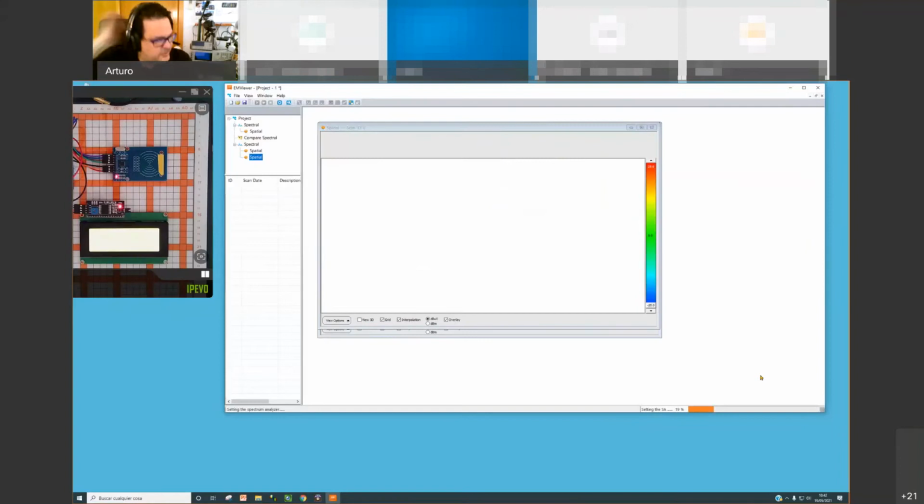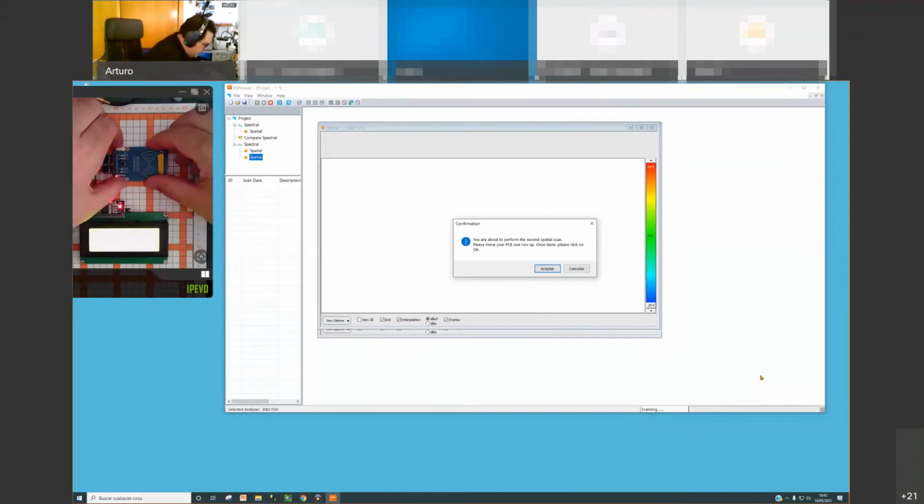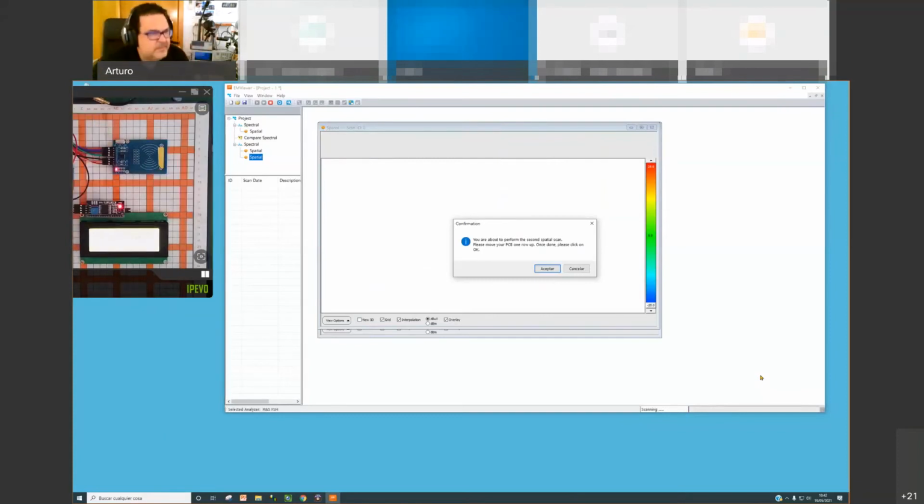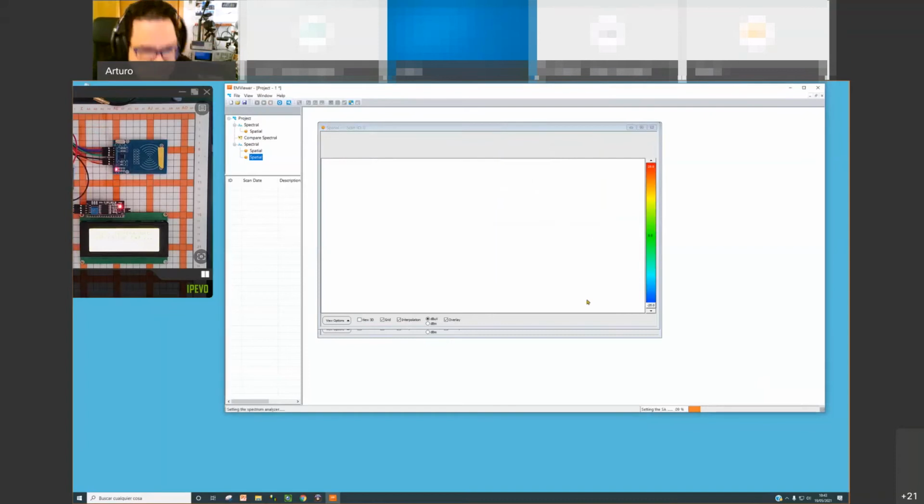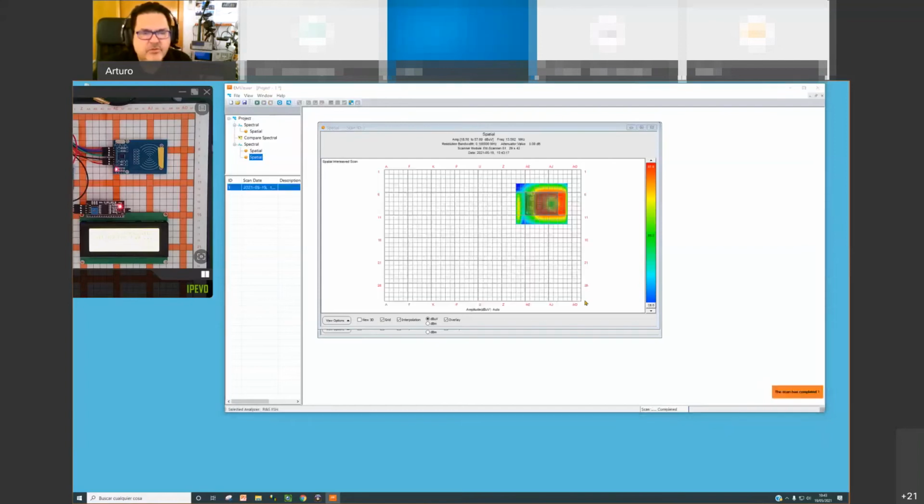And when the first measurement is finished, the software tells me I am going to do the second scan. Move the PCB one row in your scanner. So we move the PCB one row. This is very easy. Okay, something like this. And we repeat the measurement. And with the two measurements, the software is able to remove any kind of blind spot, in case you are interested in a good result.